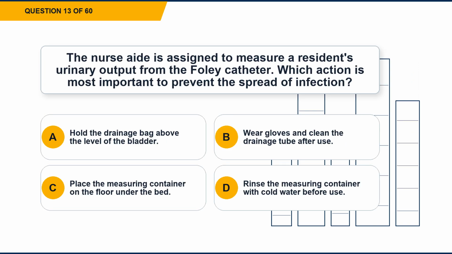Question 13. The nurse aide is assigned to measure a resident's urinary output from the Foley catheter. Which action is most important to prevent the spread of infection? Option A. Hold the drainage bag above the level of the bladder. Option B. Wear gloves and clean the drainage tube after use. Option C. Place the measuring container on the floor under the bed. Option D. Rinse the measuring container with cold water before use.